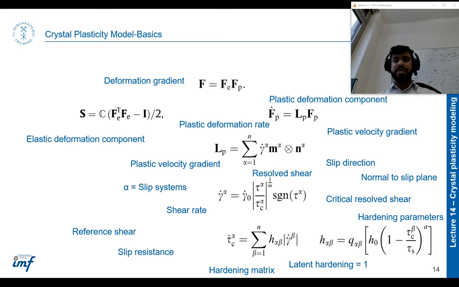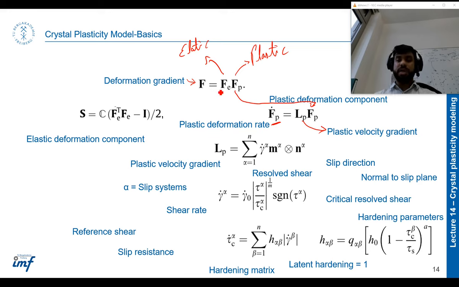So the basis of crystal plasticity modeling is that a deformation gradient is resolved. The total deformation of the material is resolved into its elastic part and its plastic part. And this plastic deformation component can be investigated by using this term, where we have this plastic deformation rate and plastic velocity gradient. Now, this plastic velocity gradient can be found out using this term here. But let's not go there.